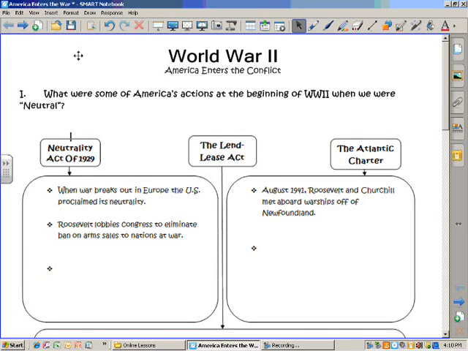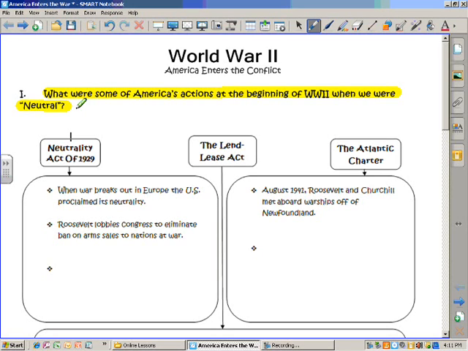If you remember from last time, we were talking about the causes of World War II. And at the end of that lesson, we were briefly talking about really what was America's position at the beginning of this war. So that's what we're going to start off our lesson with today. We're going to be looking at what were some of America's actions at the beginning of World War II when we were neutral. Again, notice that neutral is in quotation marks.